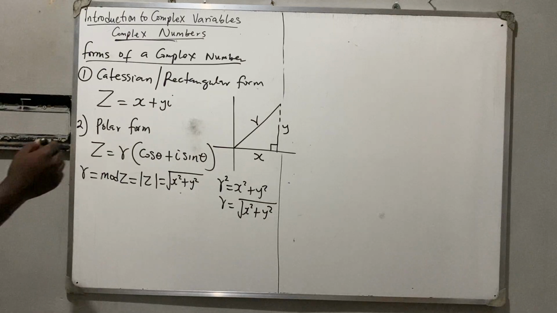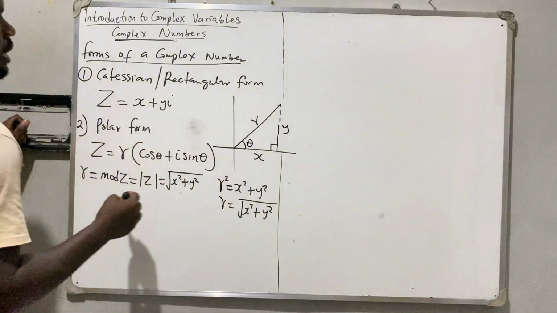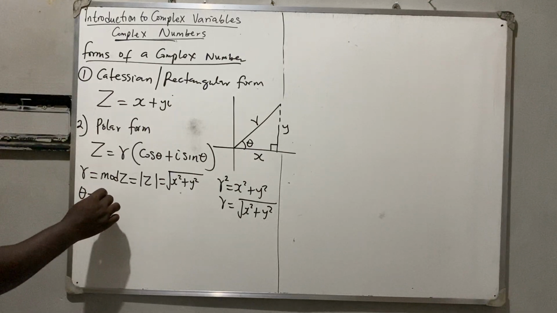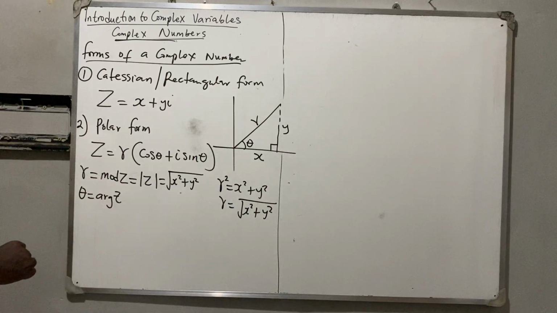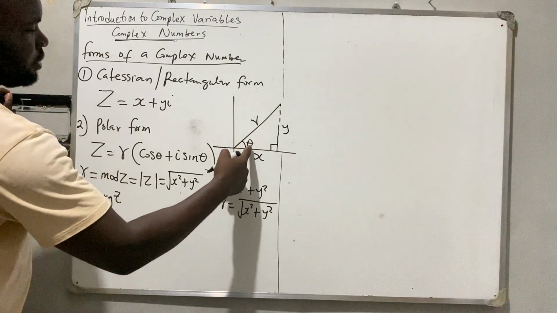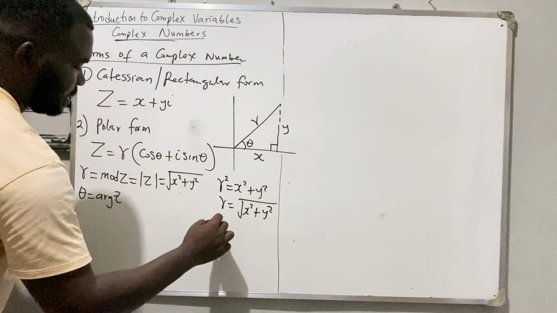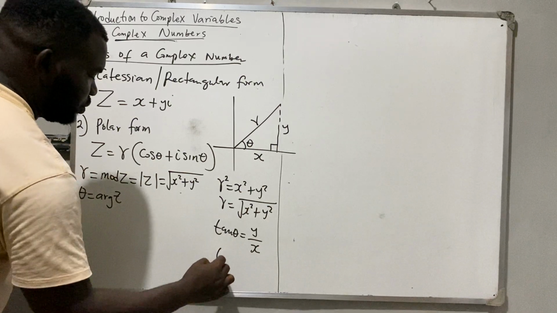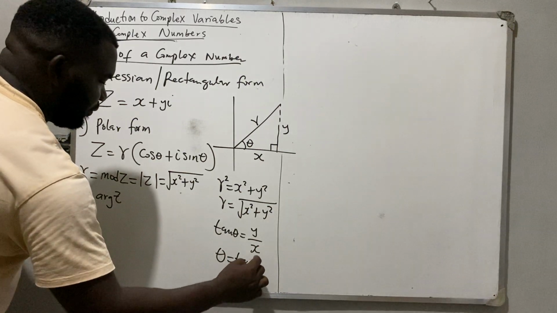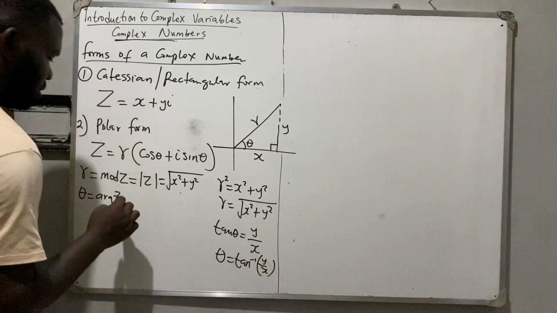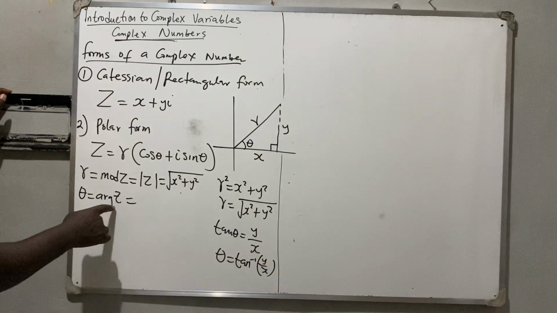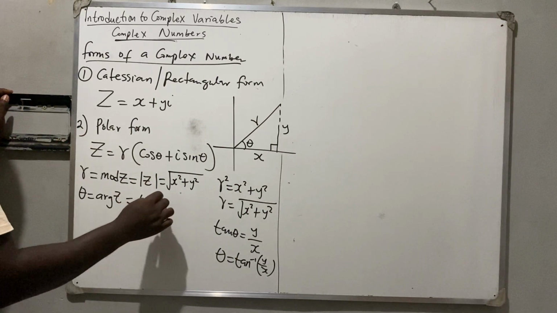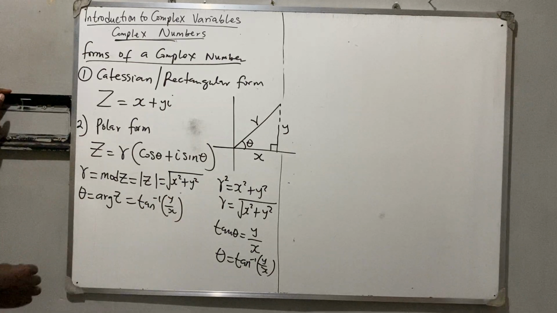So the next thing is that here is my theta, the argument. The theta is called the argument. Our theta is known as the argument of Z, arg Z. And if you use your SOHCAHTOA, this is opposite over adjacent. So I'm using tan. So tan theta is equal to opposite Y over adjacent X. So theta will now be the tan inverse of Y over X. So my theta, the argument of Z, is tan inverse of Y over X.